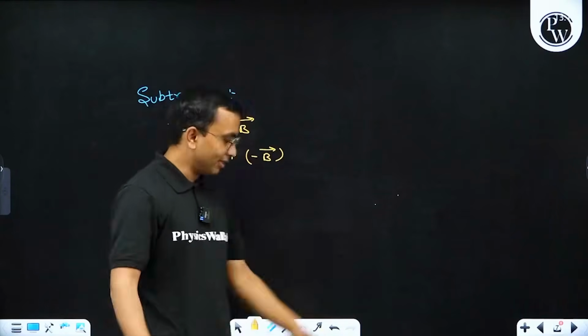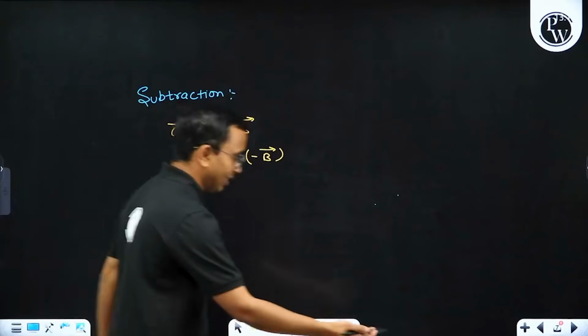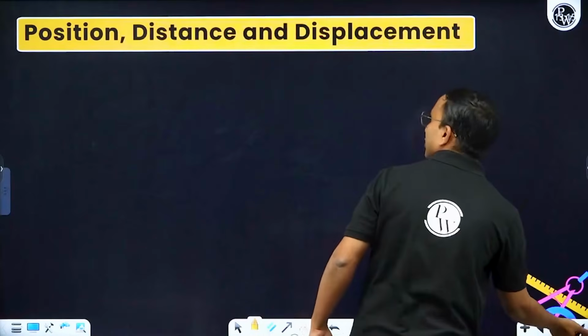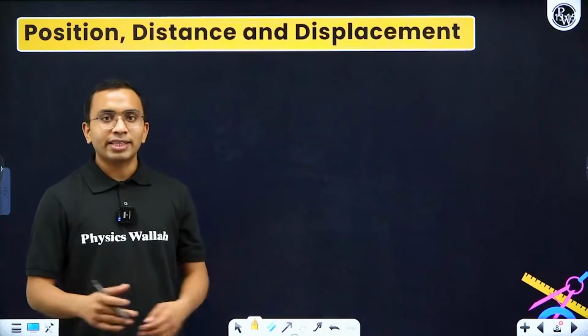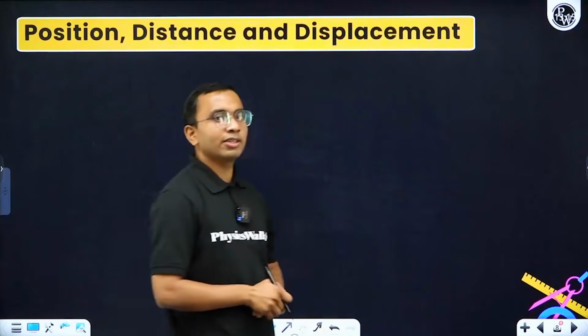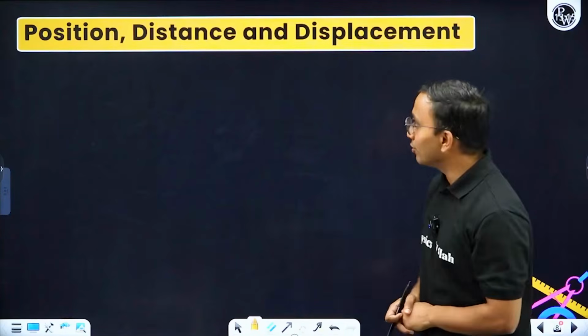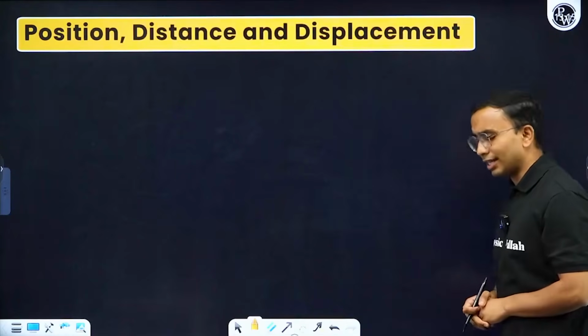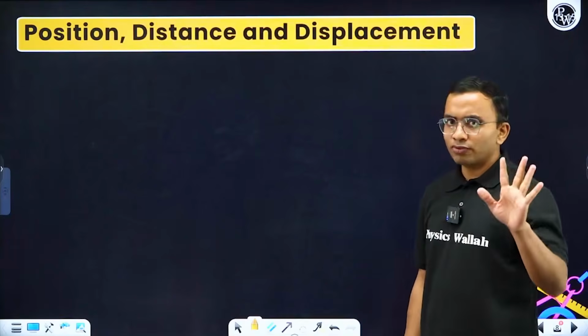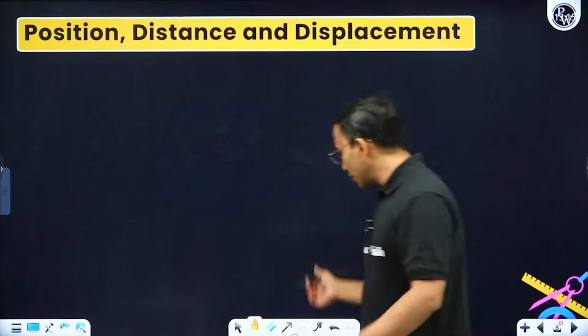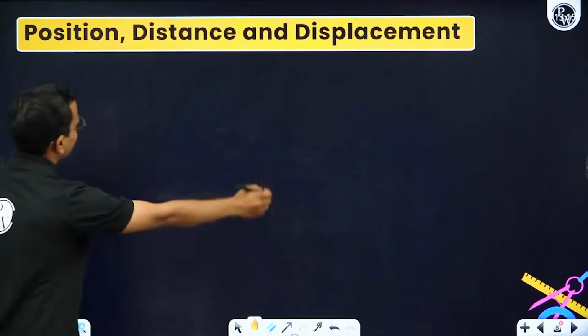Now let us begin the topic. Basically, this was just some fundamental things that we needed. Now we are starting our kinematics topic. First, let us discuss position, distance and displacement. These things are fundamental, and I am very sure that most of you understand these things, but let us quickly revise them.